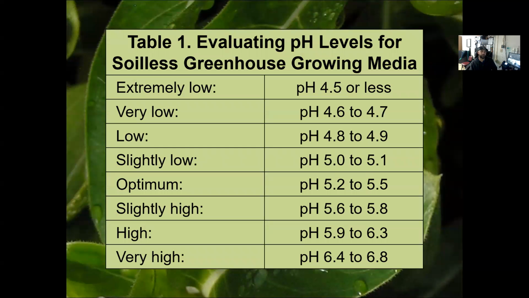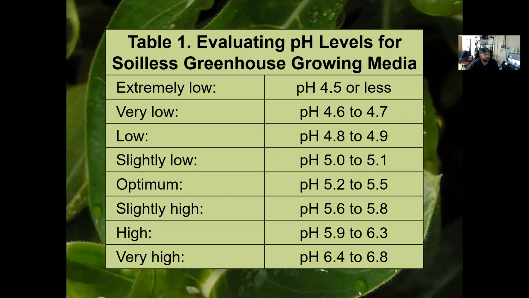Evaluating pH levels for soilless greenhouse growing media, an extremely low pH would be about 4.5 or less, or a very high pH for growing media would be 6.4, 6.8. But what you'll notice here is there's no alkalinity in these soils. So you want to make sure that you're staying on the acidic side. If you start getting alkaline, it's going to be extremely tough for you to grow anything within that greenhouse environment. So acidity is a good thing here, folks.